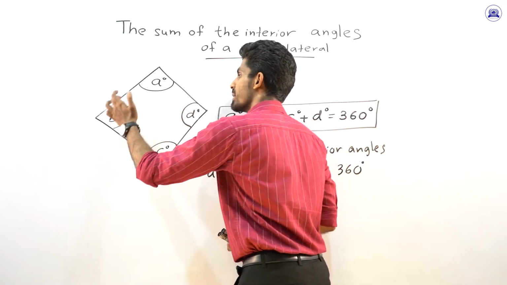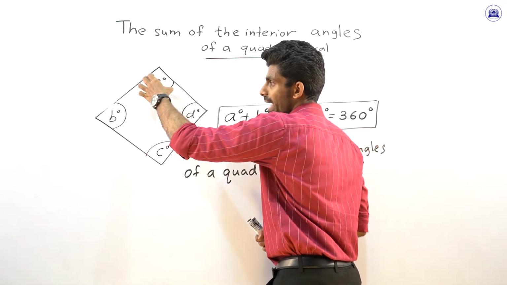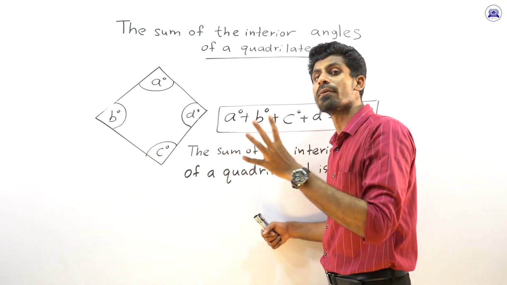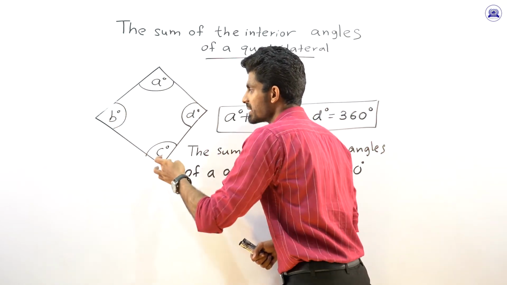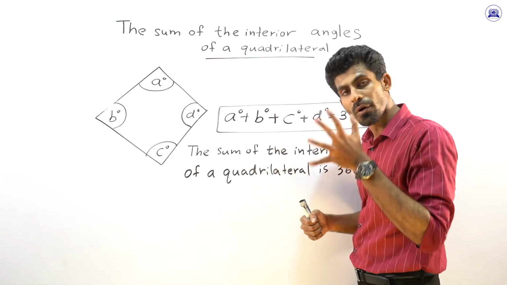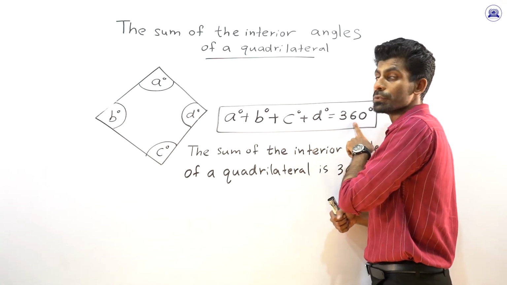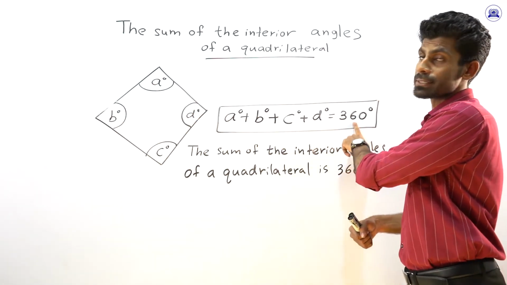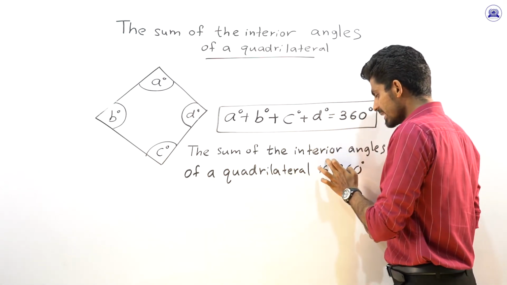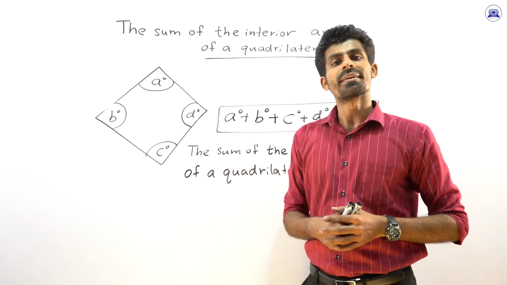Let's see, what is a quadrilateral? We discussed the quadrilaterals. So A, B, C, D. Can you see there are 4 angles and 4 sides? According to this theorem, all those 4 angles, the sum of the interior angles of a quadrilateral, equals 360.